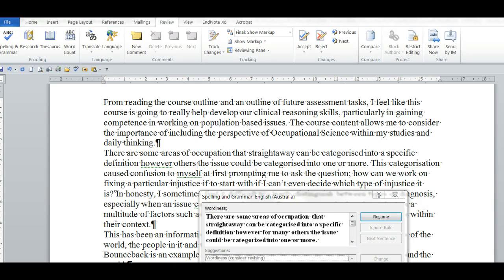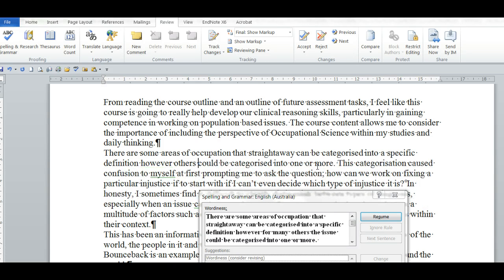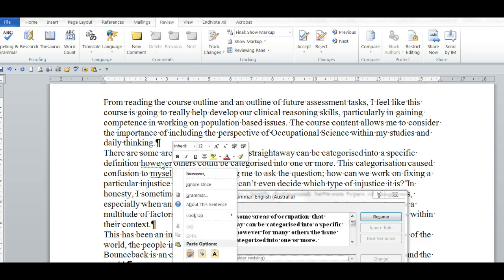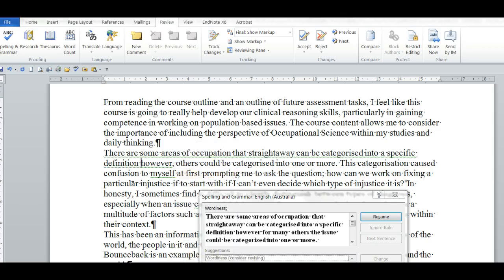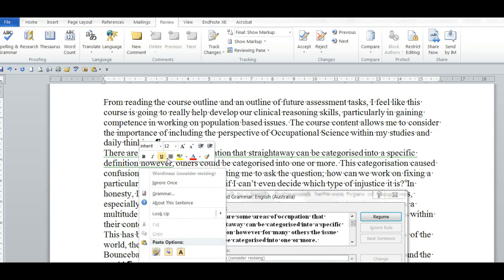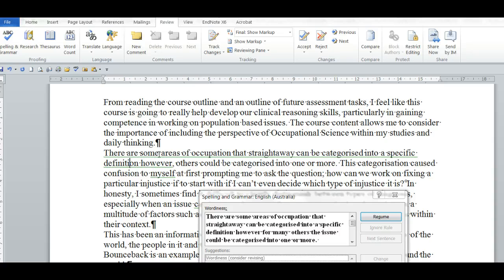Others could be categorized into one or more. Okay, so it just takes out some of the wordiness, and then you see it prompts me to put in a comma, and then you'll see it prompts me again that this is wordy. There are some areas of occupation that can be categorized.